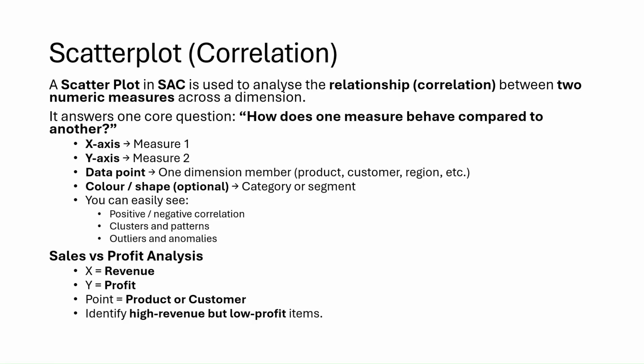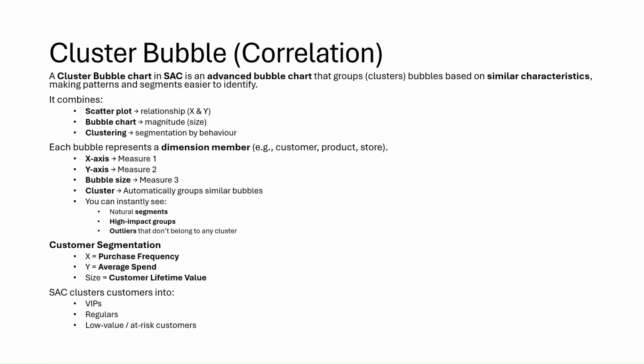For example, if revenue increases, profit increases; if cost increases, profit decreases. So this is kind of a correlation between two measures, so you can analyze. Okay. And then we have a cluster bubble.